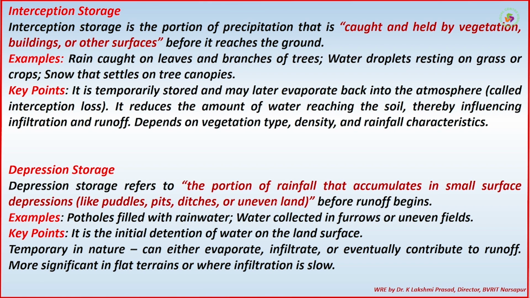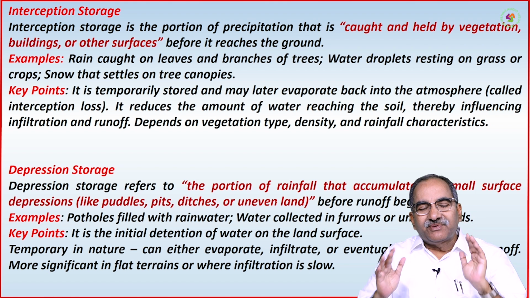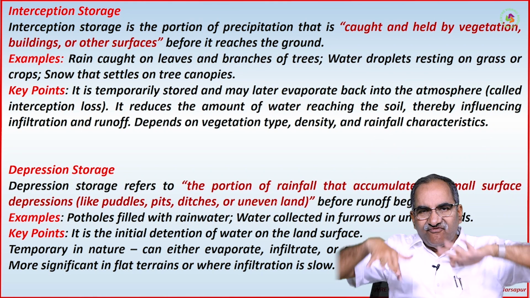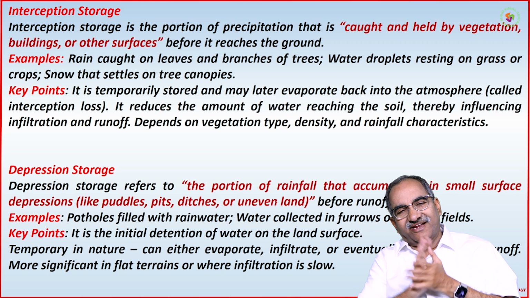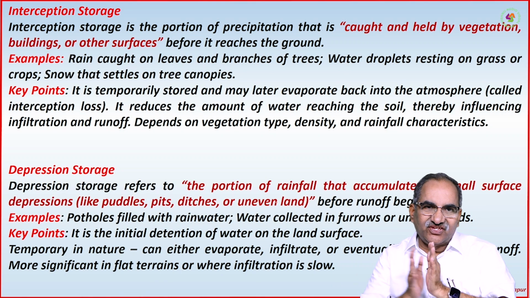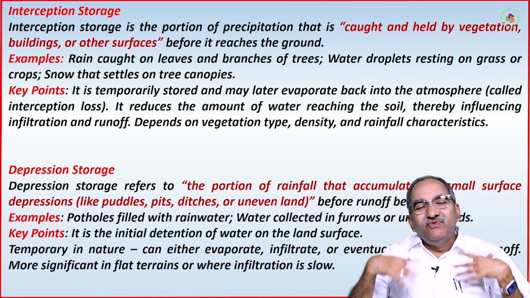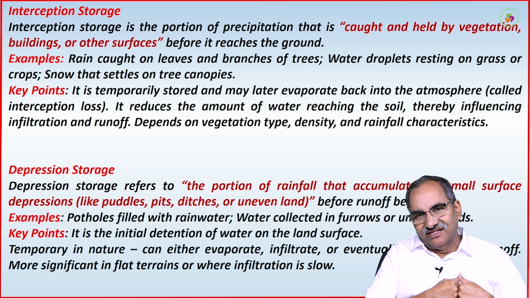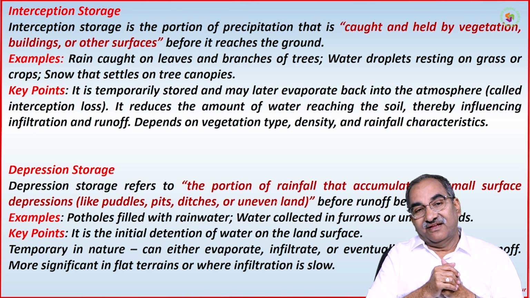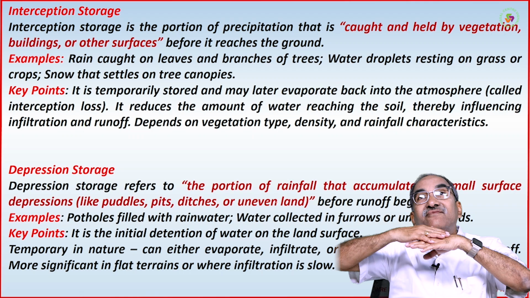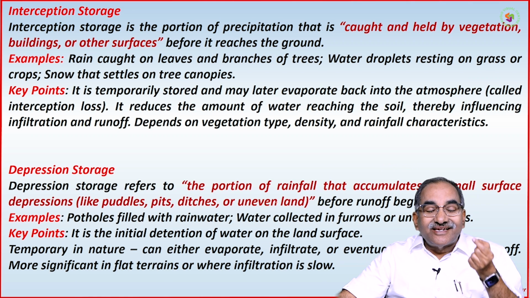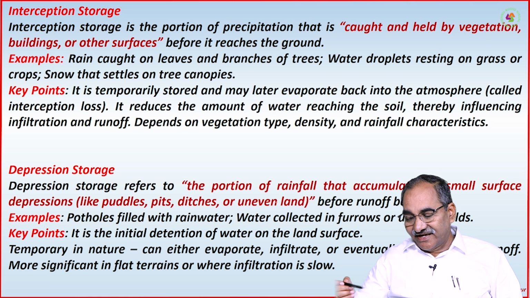Let me take first interception storage. What is interception storage? Intercepting means obstructing. The rainfall is being obstructed before it reaches the ground. Buildings may intercept, or trees may intercept, the leaves may intercept. Such storage will not reach the ground at all. It will be evaporated from there itself. So that small part is what we call interception storage.